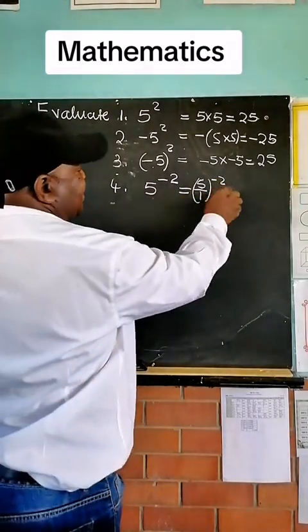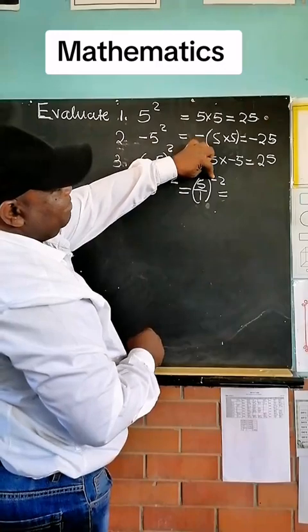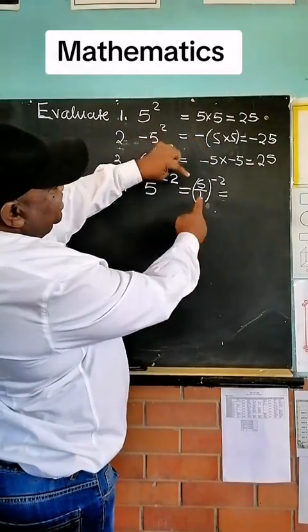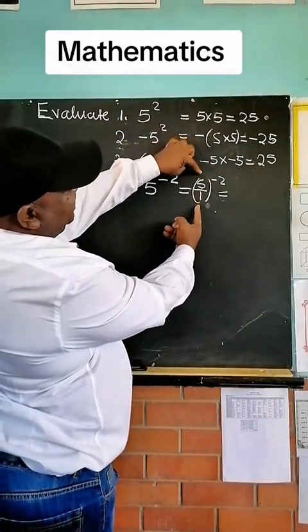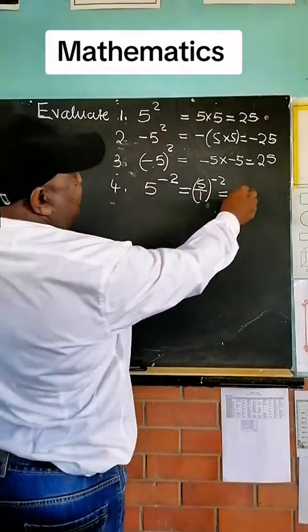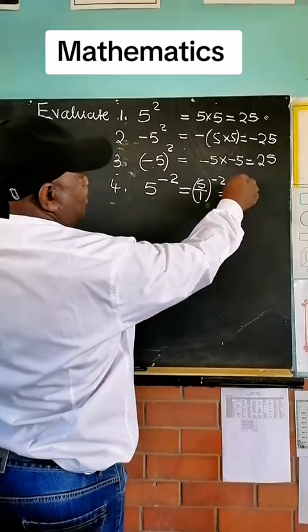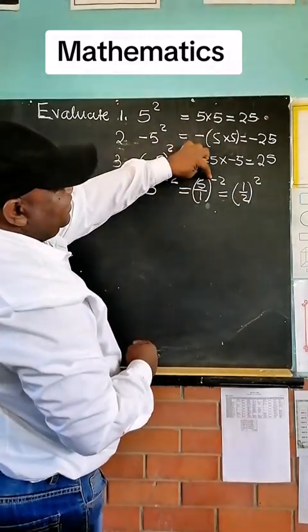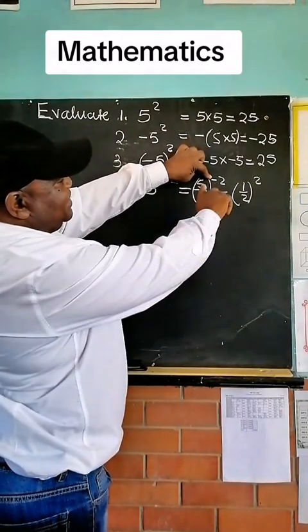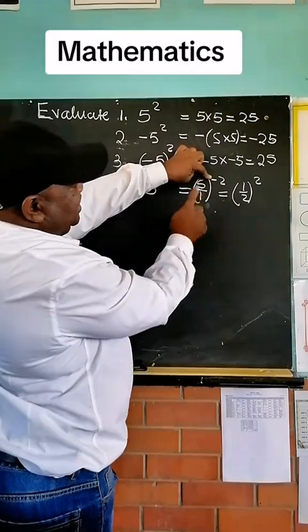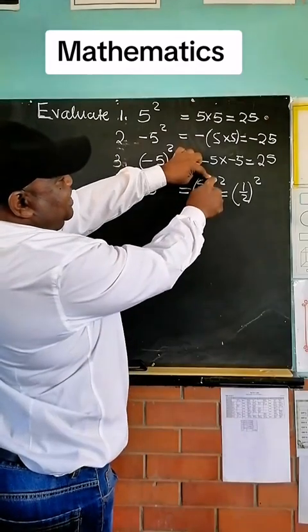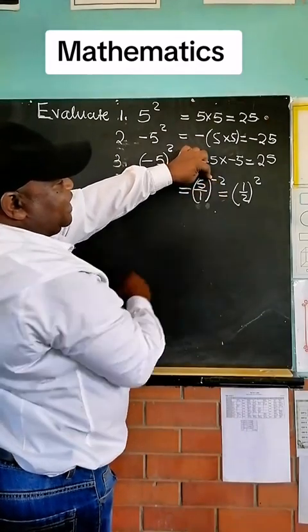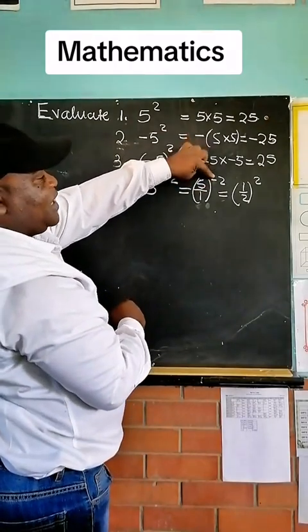Then the interpretation of this negative sign here means what you do is you take what is inside the brackets, you invert it, it becomes 1 over 5. Then this to the power of 2. So the negative exponent implies that you must invert the fraction. That's the implication of the negative. That is the function of that negative there.